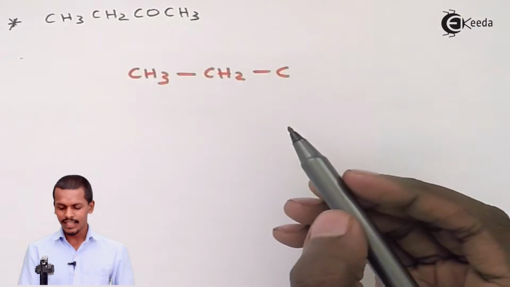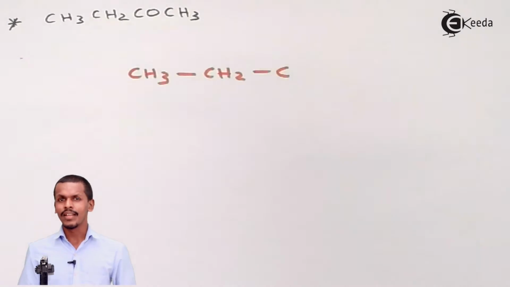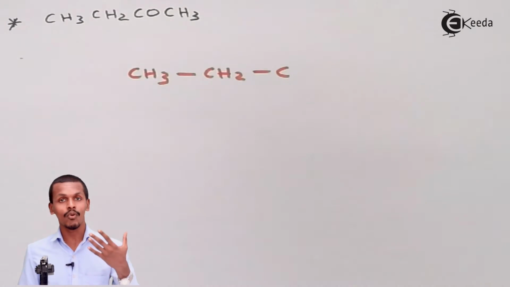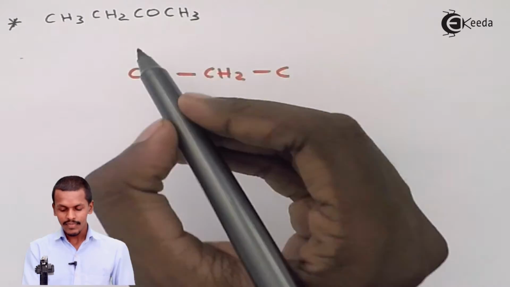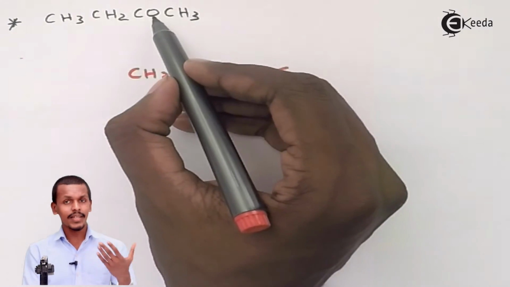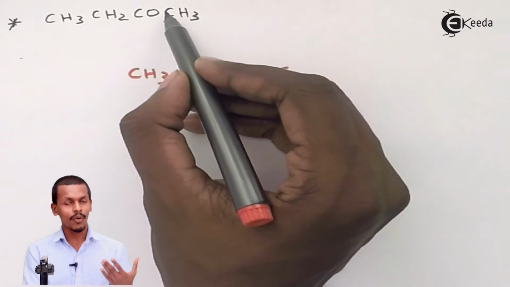So therefore, I could say that CH3 is the one which will have only one valency left, and that's the reason that CH3 will only form one bond. So there it is very easy to understand that the CH3 will form only one bond.